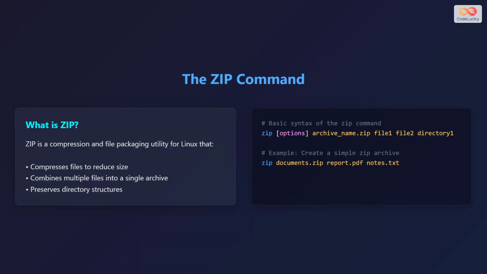ZIP is a compression and file packaging utility for Linux. It helps to compress files to reduce their size, combines multiple files into a single archive, and preserves directory structures. Here is the basic syntax of the ZIP command: zip, options, archive name.zip, followed by the files or directories you want to include. For example, to create a simple zip archive named documents, use zip documents.zip report.pdf notes.txt.